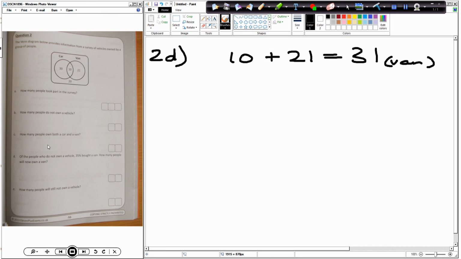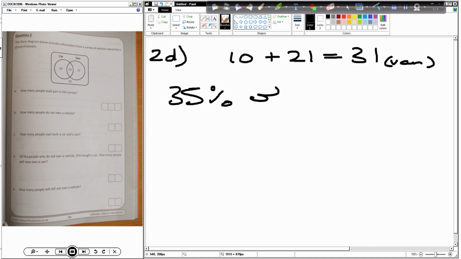Okay, question 2D goes after people who do not own a vehicle, which is 20. So we've got this question to do with the 20. 35% bought a van. How many people will now own a van? So first of all, we have to work out 35% of 20. And this answer will have to be added to the people who already owned a van, which from the Venn diagram is 21 and 10, which is 31. So 31 people already own a van, and now you have to work out 35% of those who don't own anything, they now also bought vans.